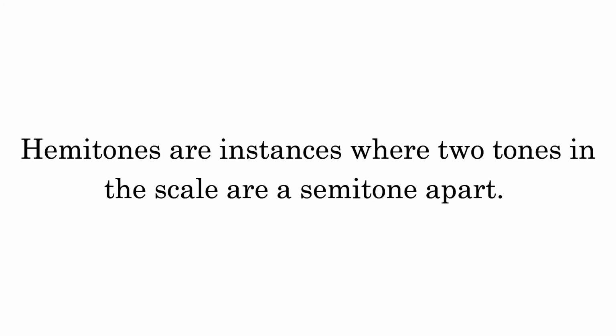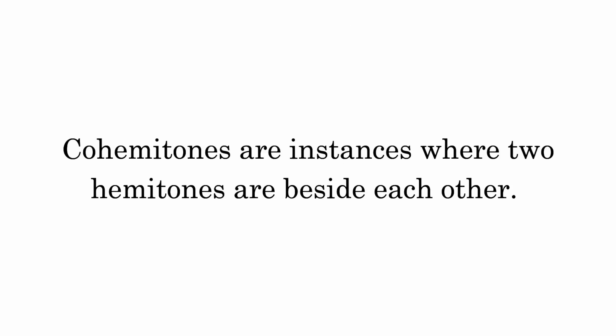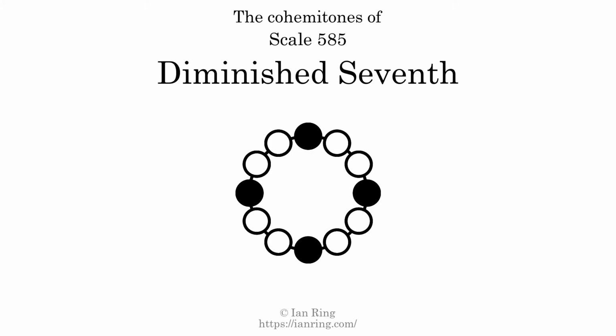Hemitones are instances where 2 tones in the scale are a semitone apart. This scale has no hemitones. Cohematones are instances where 2 hemitones are beside each other. This scale has no cohematones.